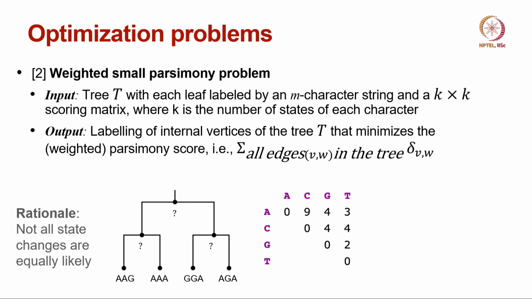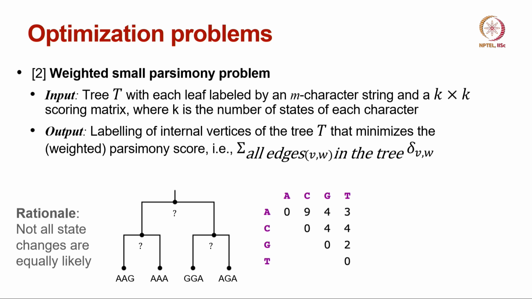Another problem is the weighted small parsimony problem, a weighted version of the problem, in which we now assume that the character state changes have different scores. For example, previously we were assuming that all character state changes contribute a parsimony score of 1, but that may not be practical, because maybe not all state changes are equally likely. For example, in the case of DNA sequence, changes from A to C, C to G, G to T are not all equally likely.